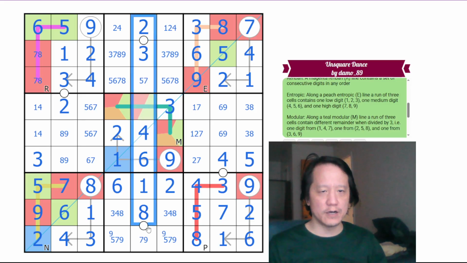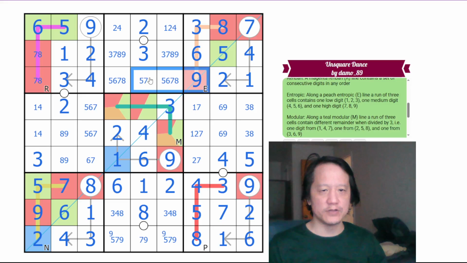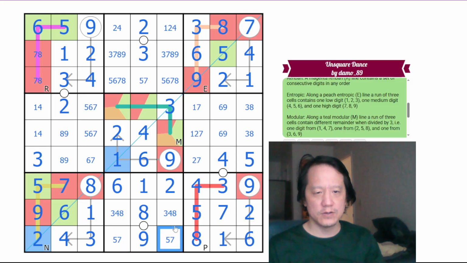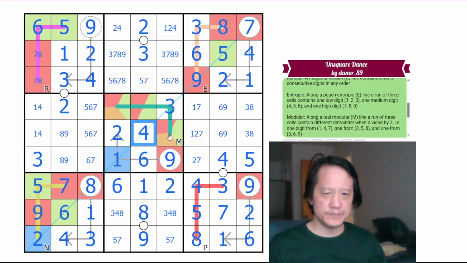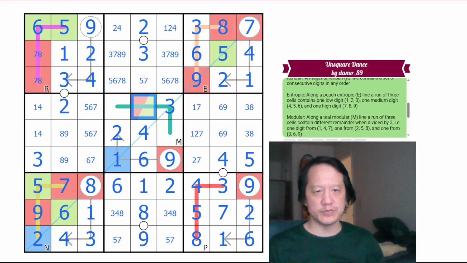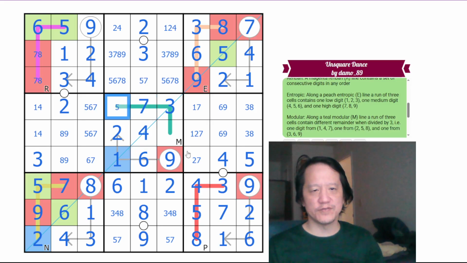Where is 9 in column 5? Cannot be here because 9 in the row. Can't be here because 9 in the box, so 9 has to be here. That eliminates 9 there. These two digits are the same modulo set, and they have to be 5 and 8 left. So this becomes a 5, 8 pair, and this becomes 7.